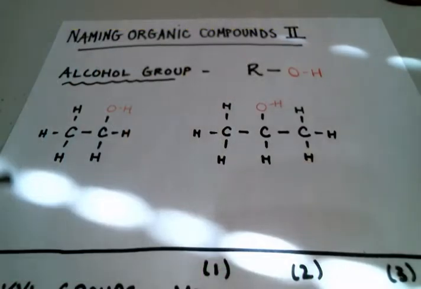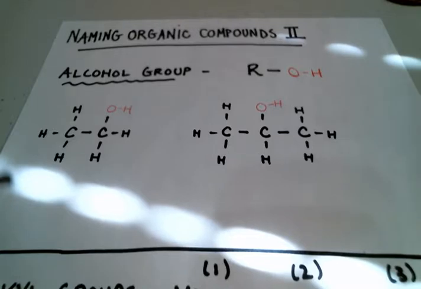Welcome back, everybody. This week, what we're going to do is look at the different functional groups, or some different functional groups, that can be on carbon chains of organic molecules. We're going to start with a couple basic ones this week, the first being the alcohol group.